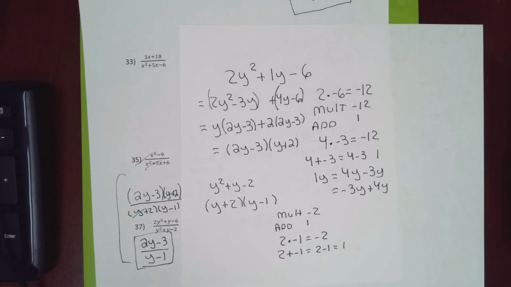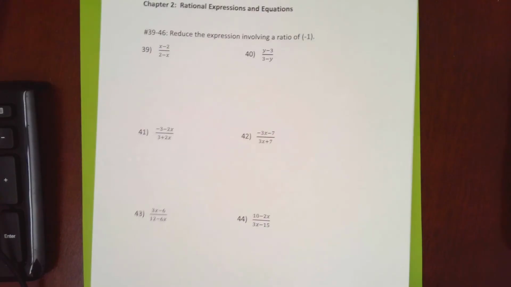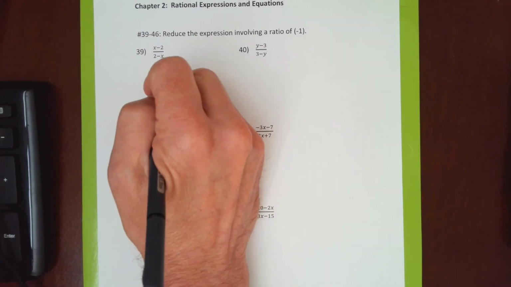I have 4 problems left. I don't want to put something that's 8 minutes or 10 minutes into a new video, so I'm just going to extend this, but it's kind of a new concept. So 39 through 46 has a trick that most of these either reduce to negative 1 or they reduce to something with a negative. In each of the problems between 39 and 46, I'm going to follow these steps.